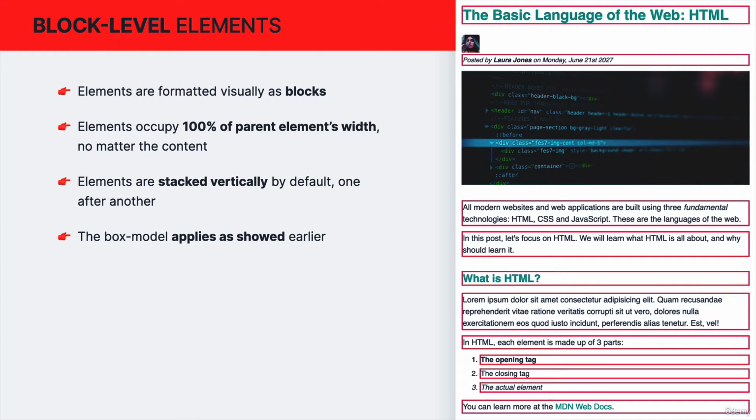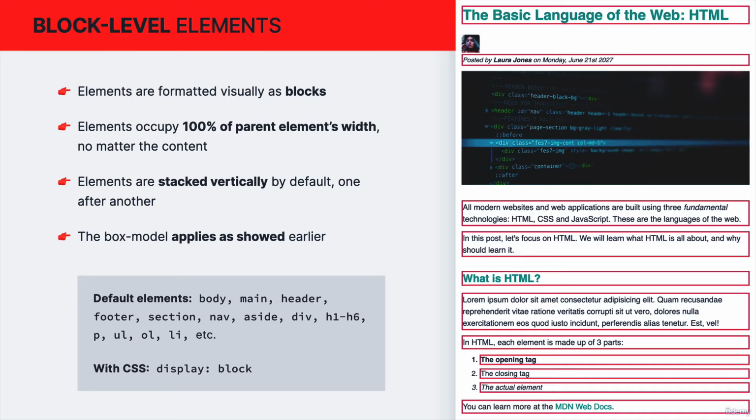Now, one thing that is very important to mention is that the box model applies exactly as I showed you before to block level elements, while the same is not true for inline elements, as we will see in a second. Okay? Now, by default, most of the HTML elements are actually block level elements. So things like the body, main, header, and so on and so forth. So most of the elements really that we used are block level elements. So we can also say that they create block level boxes.